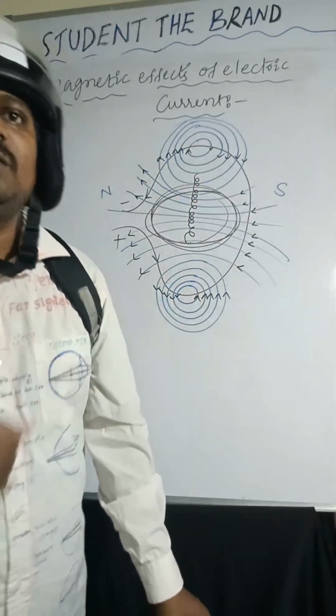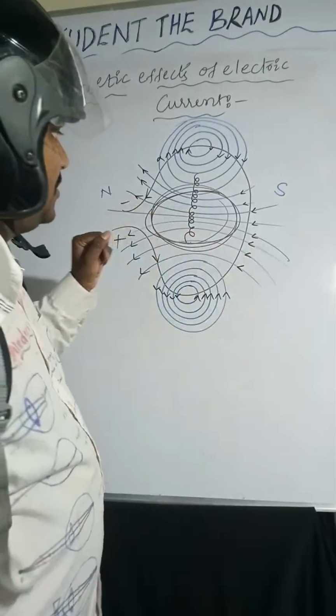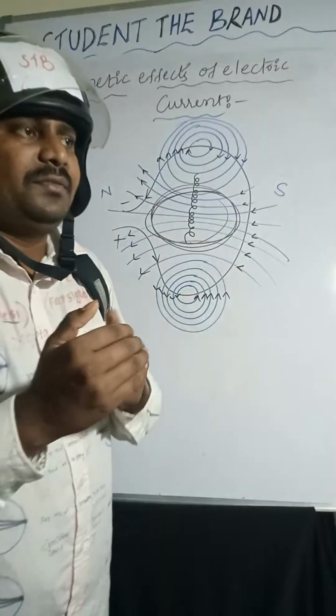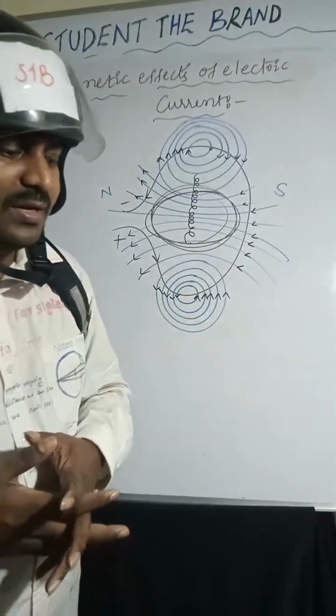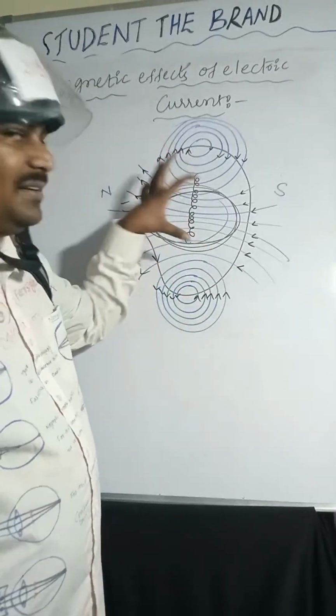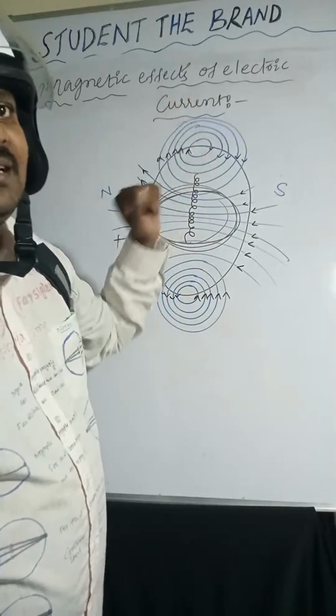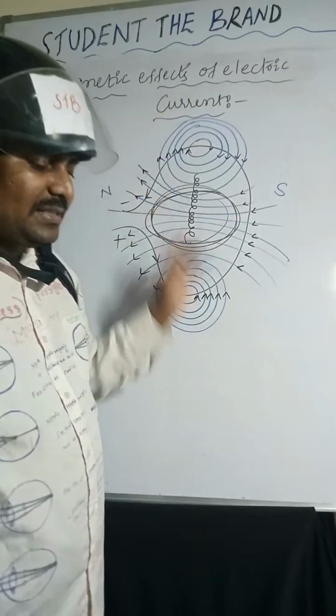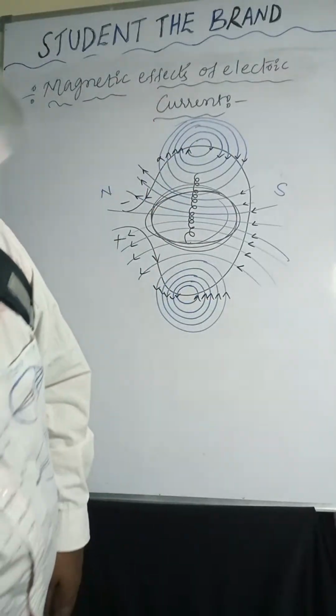They will ask one question related to this loop concept: where will the magnetic field be more, at the circumference or at the center? The magnetic field will be more at the center than at the circumference, right? And the next one.